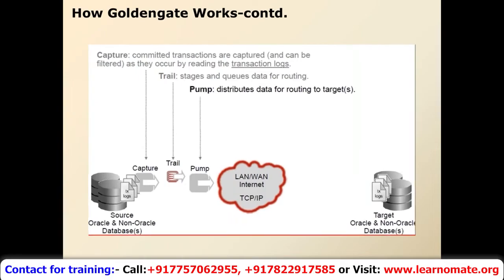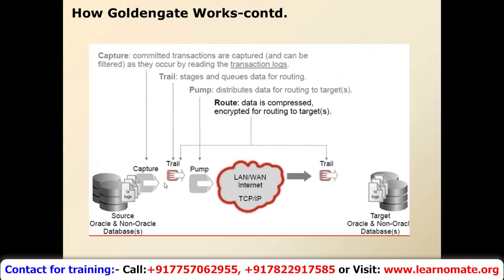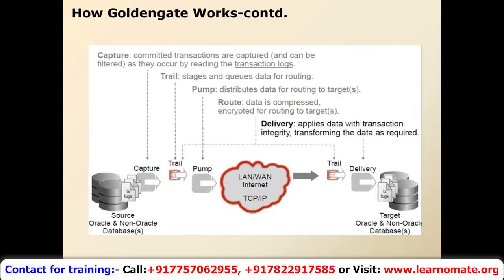Once the data is available in the local trail, the GoldenGate data pump process reads the data out of your local trail, sends it over the TCP/IP network and writes it to a remote trail on the target machine, which is called the remote trail. Once the data is available in the remote trail, the GoldenGate replicate process applies it to the target database. So this replicate process delivers the data to the target database.